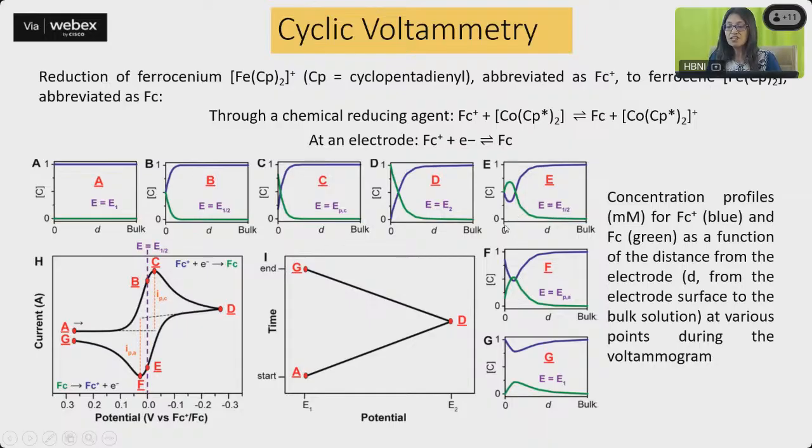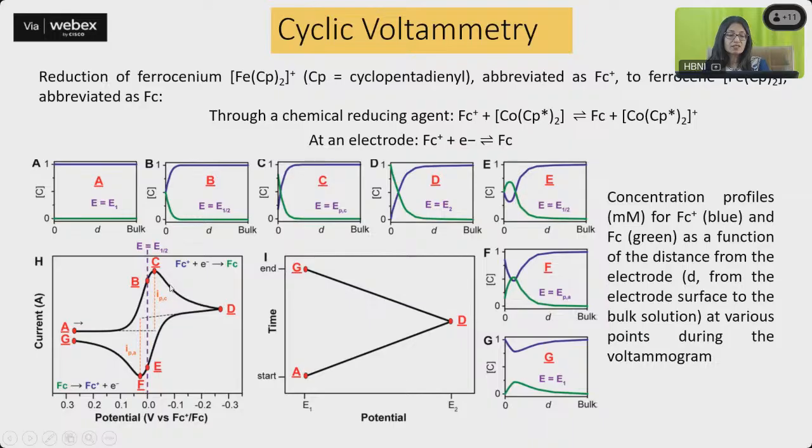The concentration is increasing as the distance from the electrode surface to the bulk solution, D, increases. This is what you are assessing, and this is your final current versus potential plot that you will be seeing over here. So this is how it looks.